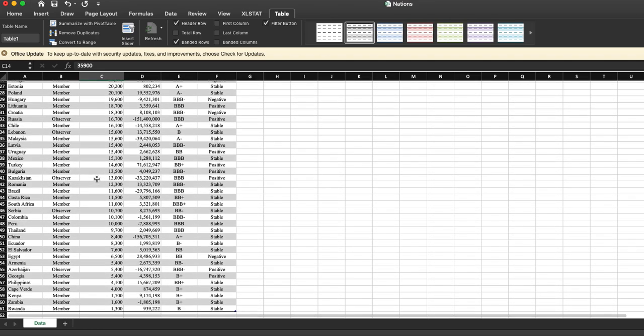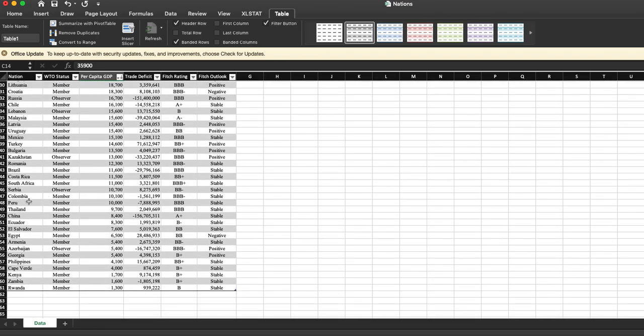If we scroll down, we have China here, and then some countries that are on the developing side, Rwanda, Zambia, Kenya, Cape Verde, the Philippines, the country of Georgia, Azerbaijan, and Armenia. That's interesting. All these three countries are geographically next to each other, all part of the former Soviet Union, and they all have exactly the same GDP per capita.